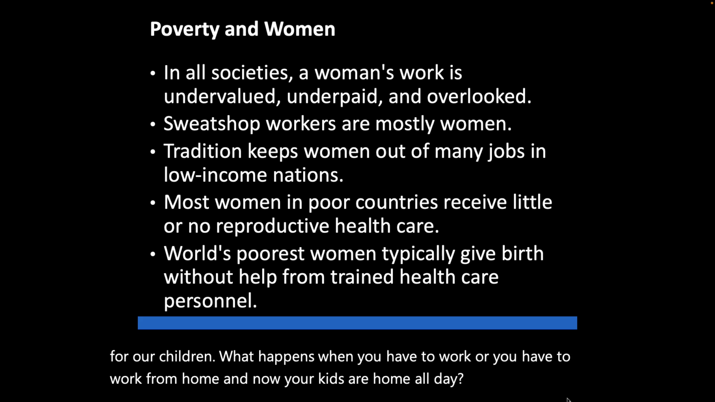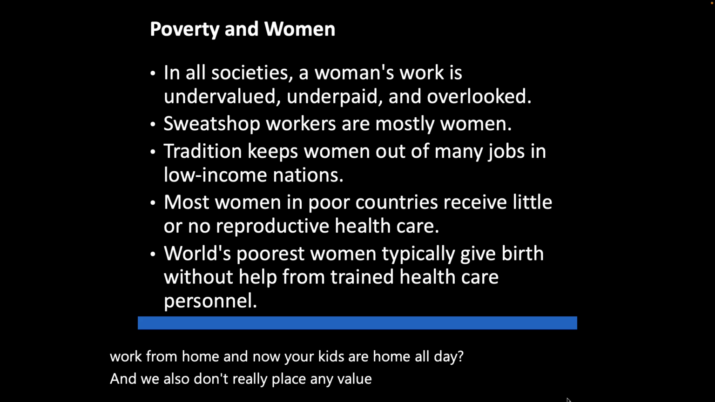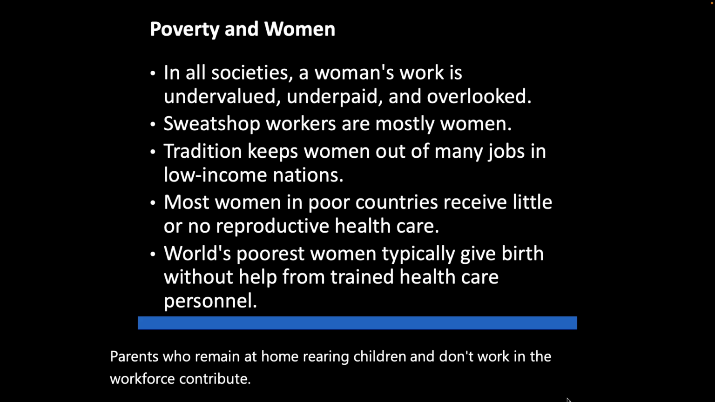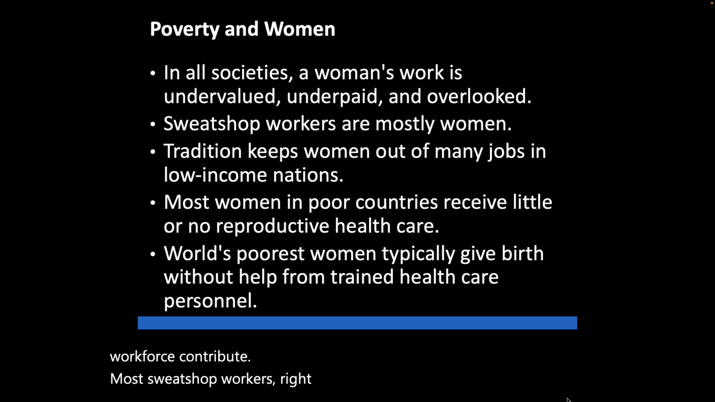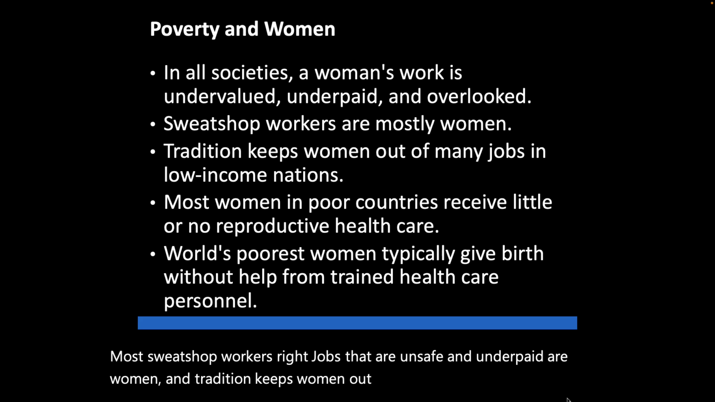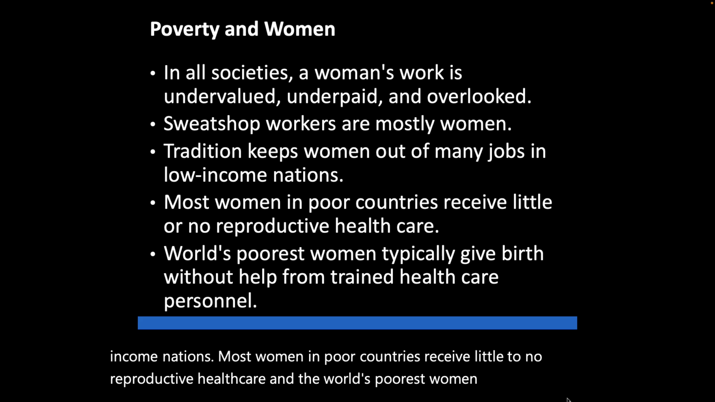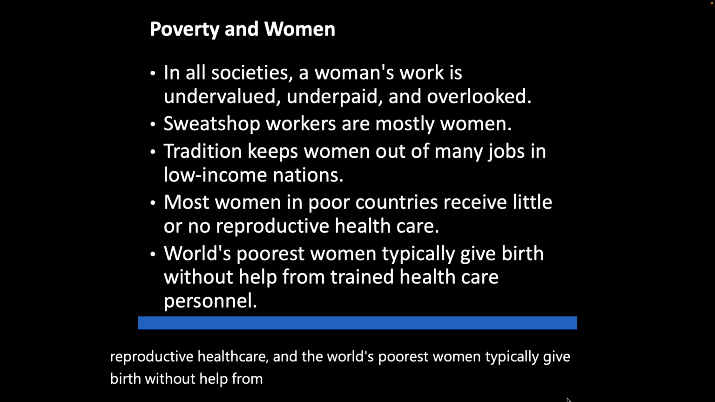And we also don't really place any value on the labor that parents who remain at home rearing children and don't work in the workforce contribute. Most sweatshop workers, right, jobs that are unsafe and underpaid, are women, and tradition keeps women out of many different jobs in low-income nations. Most women in poor countries receive little to no reproductive health care, and the world's poorest women typically give birth without help from any trained healthcare personnel.